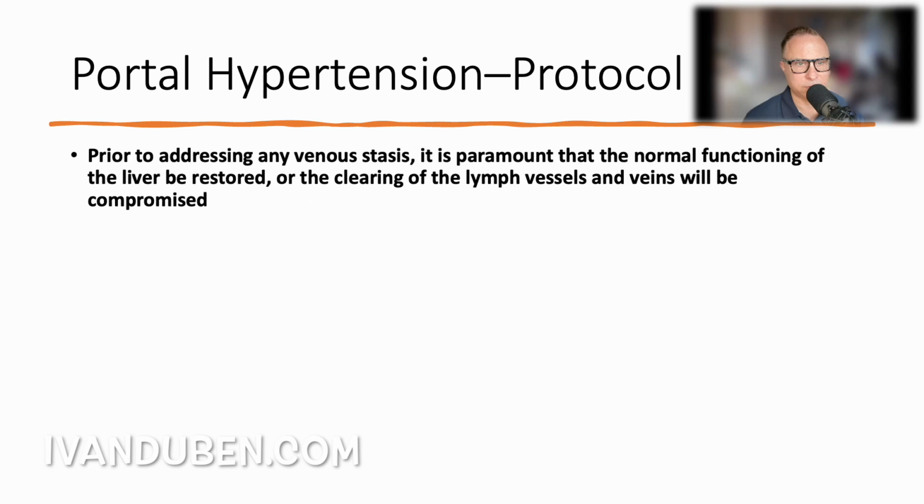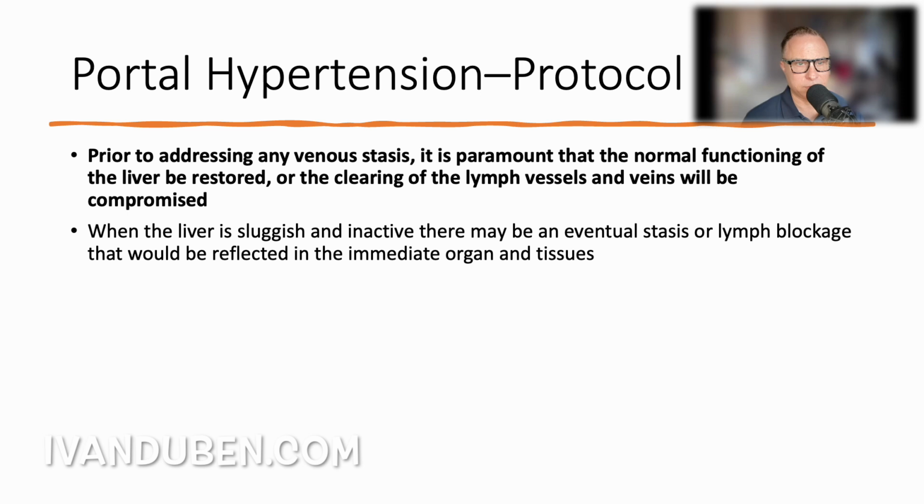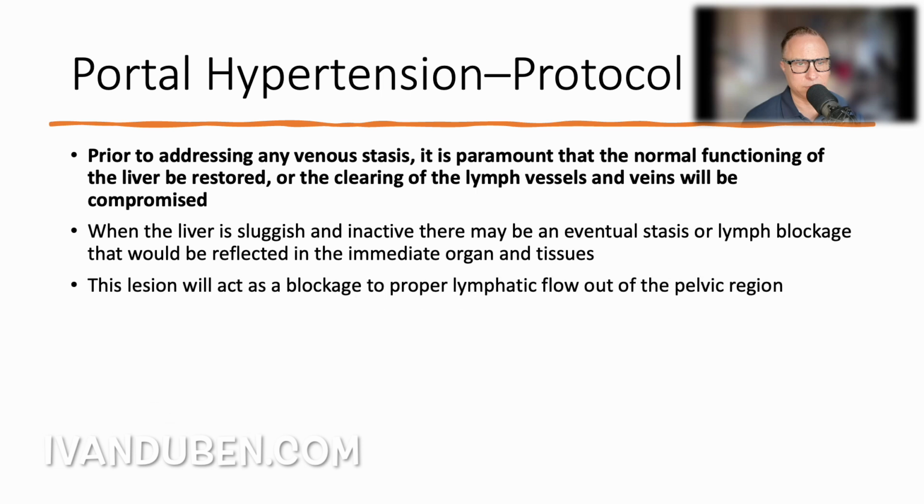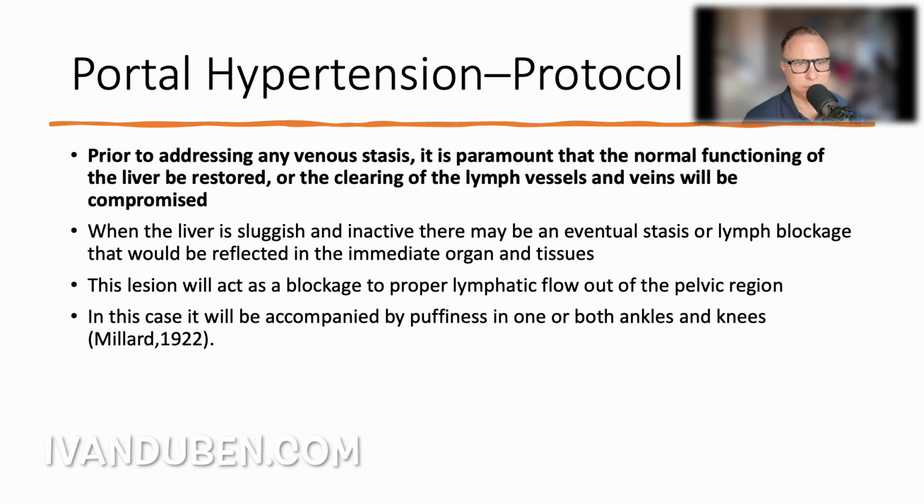In terms of a protocol, prior to addressing any venous stasis, it's important that the normal functioning of the liver be restored, or the clearing of lymph vessels and veins will be compromised. When the liver is sluggish and inactive, there may be an eventual stasis or lymph blockage that would be reflected in the immediate organ and tissues. The lesion will act as a blockage to proper lymph flow out of the pelvic region via the portal vein. In this case, it will be accompanied by puffiness in one or both ankles and knees.